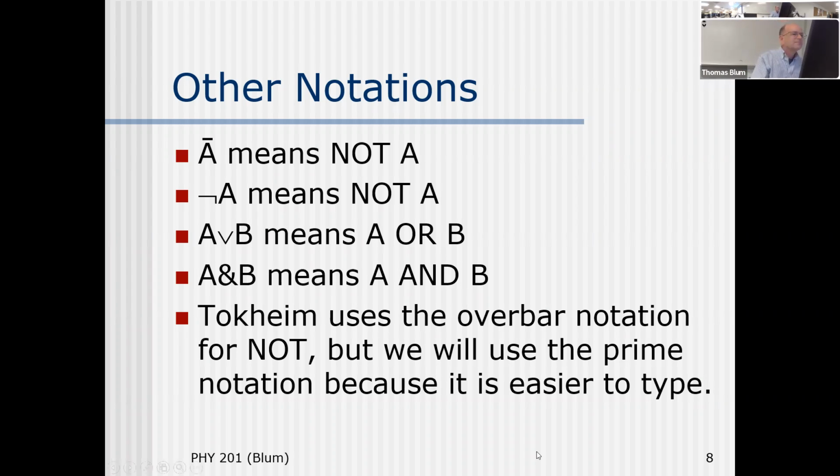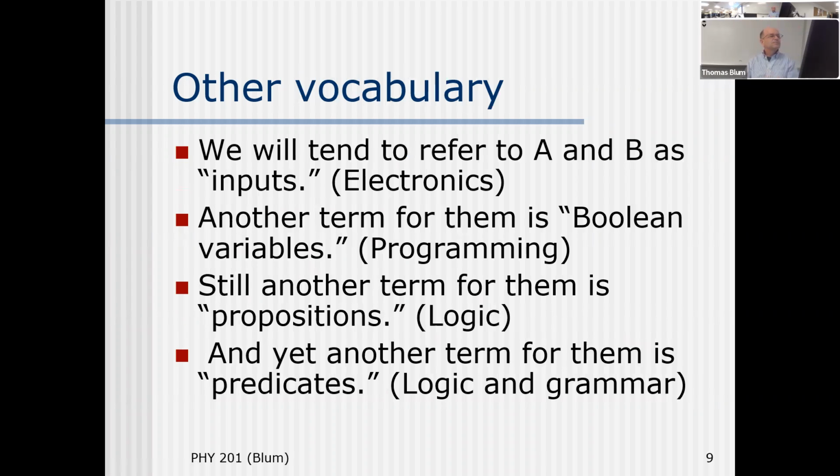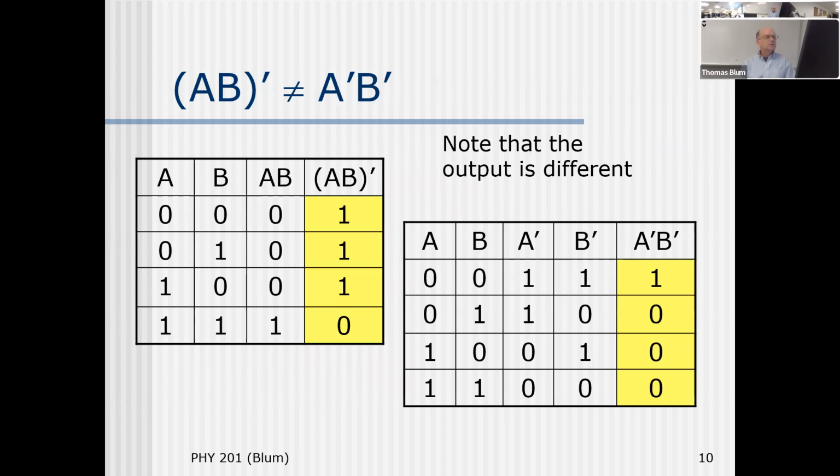And so, still more vocabulary. We're going to call A and B inputs, and then they're going to produce outputs, but that's an electronic idea, inputs and outputs. In computer science, you refer to these high and low things, or these true and false things, as Boolean variables. If you were in a logic class, you'd call them propositions or maybe predicates. All just fancy terms for the same thing. These are all things that are high, low, true, false, 1, 0. Okay.